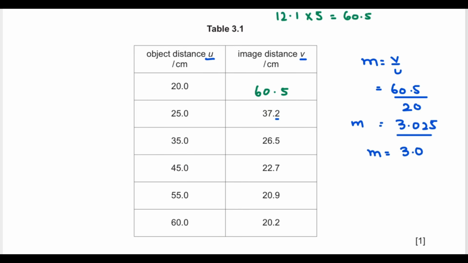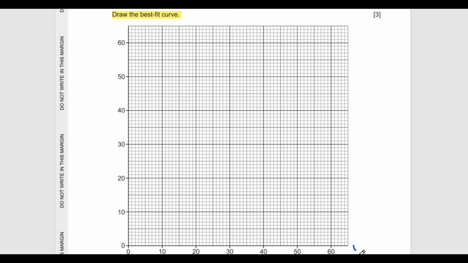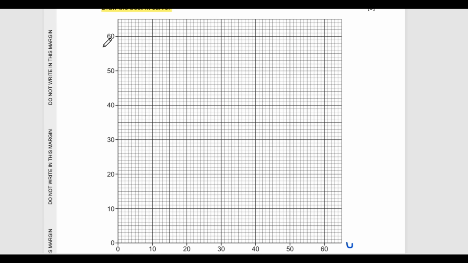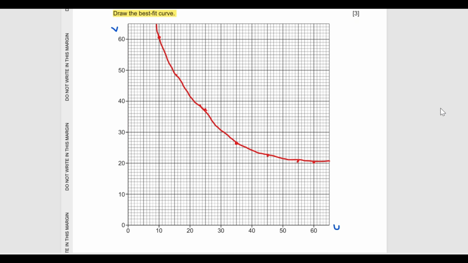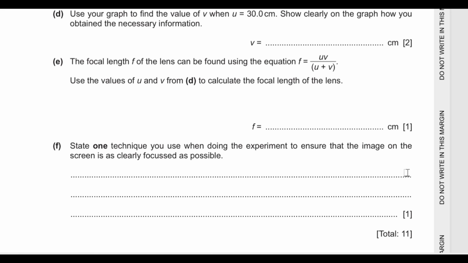So this is the information. I will plot it into this graph. X-axis are for U values and y-axis for V values, and I have plotted all the values in the table, and now I will draw the best fit curve, which is this. D part says use your graph to find the values of V when U is 30 centimeter. Show clearly on graph how you obtain the necessary information.